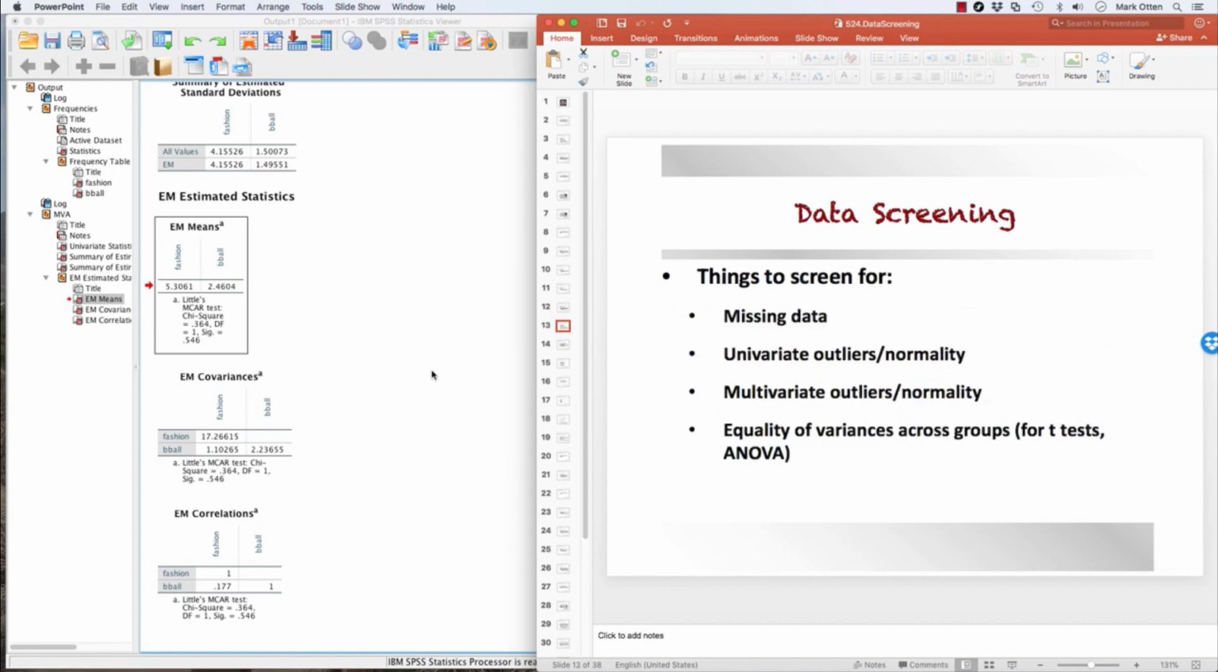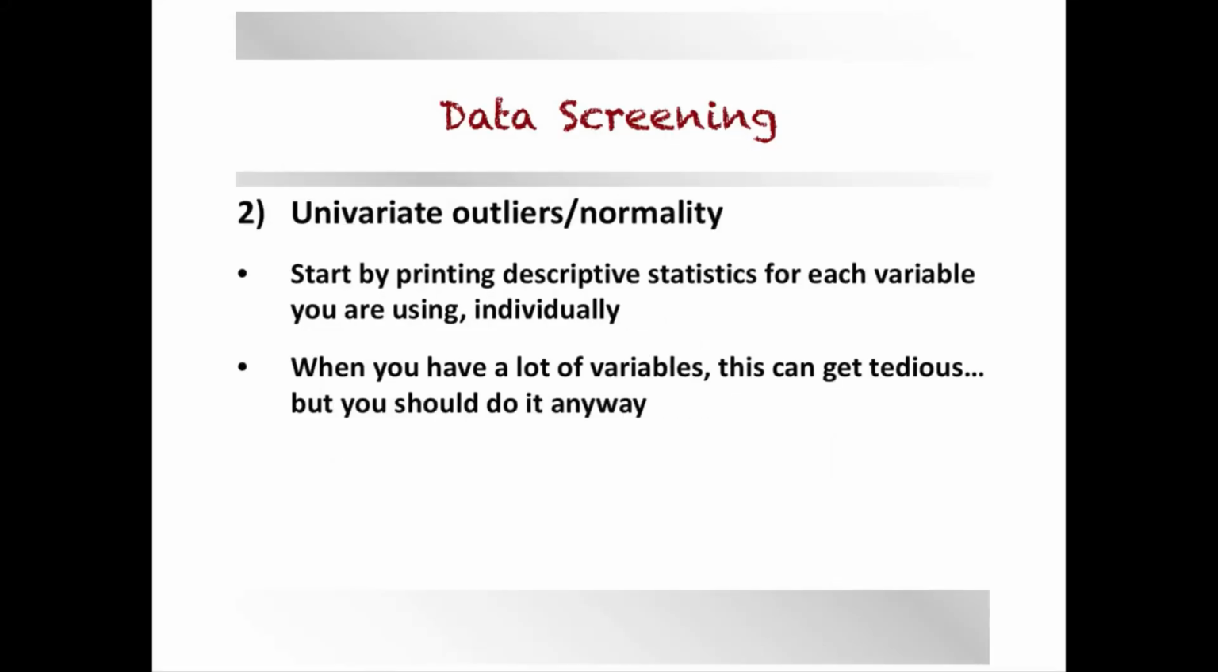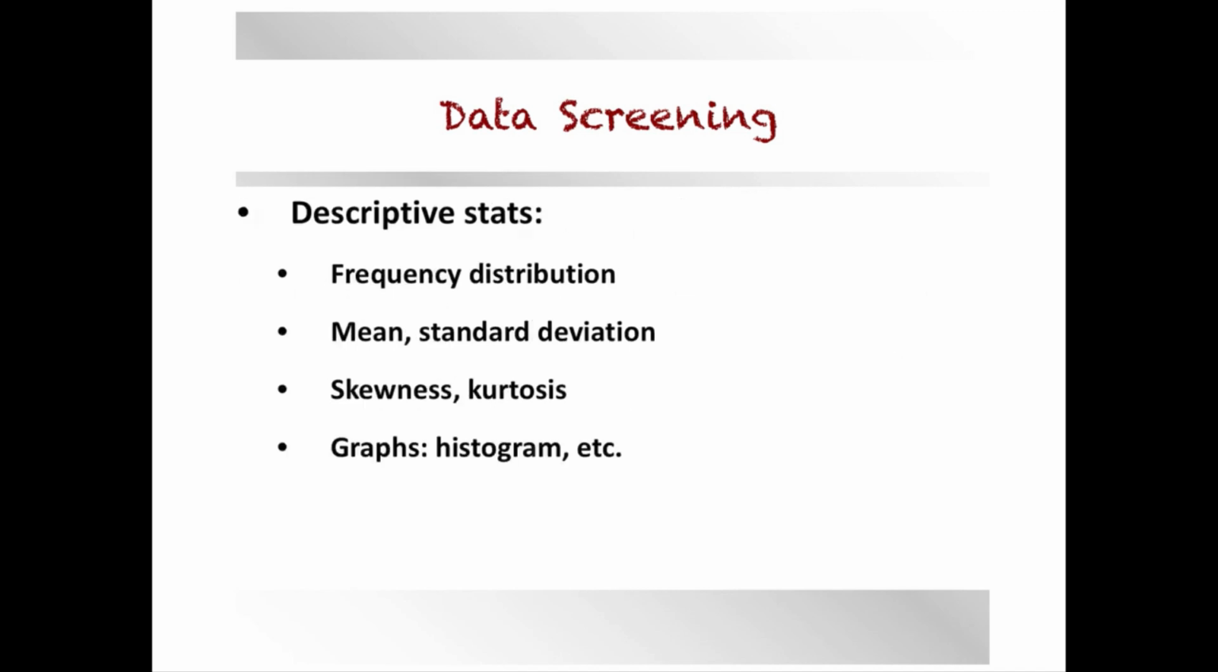Okay, so next up is things to screen for univariate outliers and normality. So we'll get into that. We're going to start by printing descriptive statistics. This you have probably done many times in your statistics career by now, printing descriptive statistics in various ways. What we need to do here is figure out if one of our variables is skewed or otherwise strange, if there are some outliers in there and such. So here's a list of descriptive stats that we'll need.